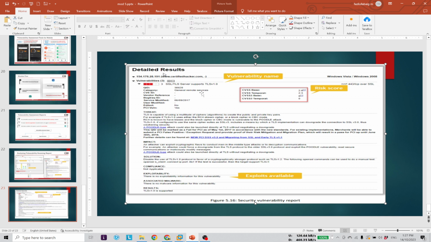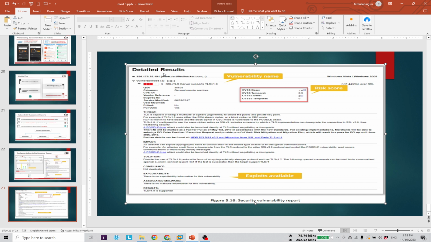And how is it categorized? That is general remote services, because it is network, so we can access it externally. And what type of vulnerability has it discovered, if a website is using this TLS service for encryption? Actually, this is used for encryption and decryption and communication from a user to the server. And what vulnerability is present in this? This is a POODLE attack.